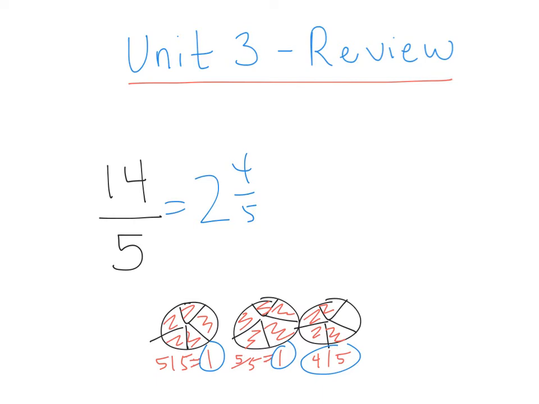Now there's an easier way to do this. We can look at 14 fifths and say, how many times can I pull out 5 out of 14? Well, if I counted by 5, 5, 10, I'm at 2. I pulled it out 2 times. I have 4 pieces left, so 4 fifths.